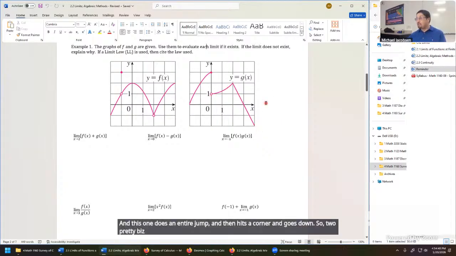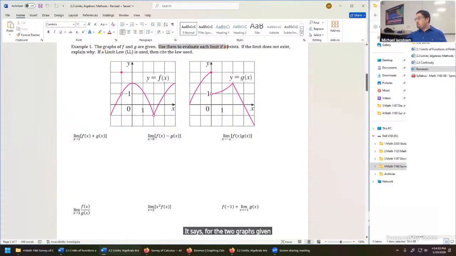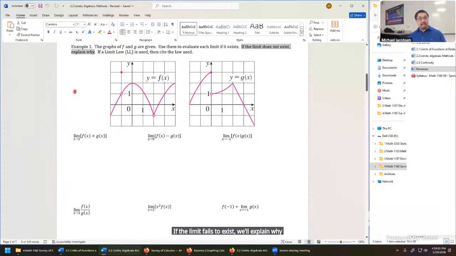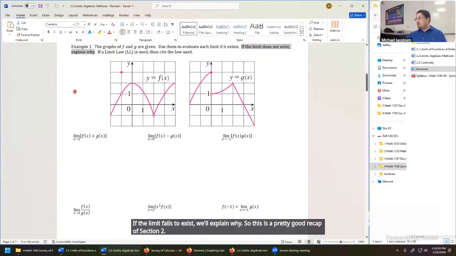bizarre looking functions. It says for the two graphs given, use them to evaluate each one of these 6 limits if they exist. If the limit fails to exist, we'll explain why. So this is a pretty good recap of section 2.1 as well.